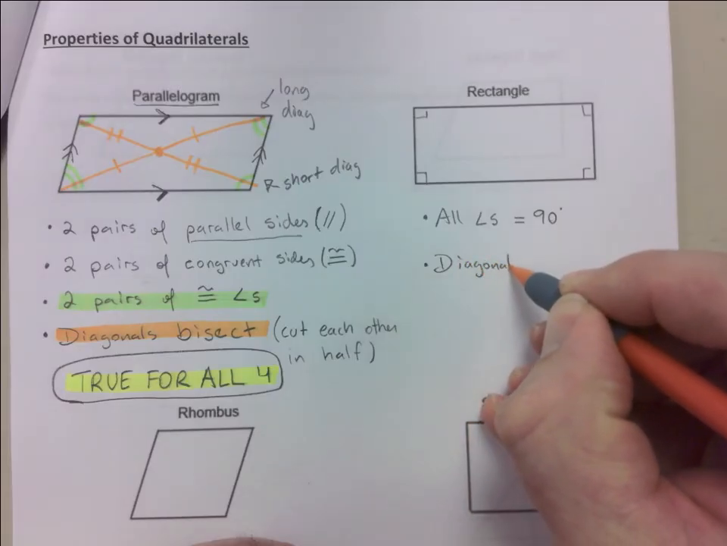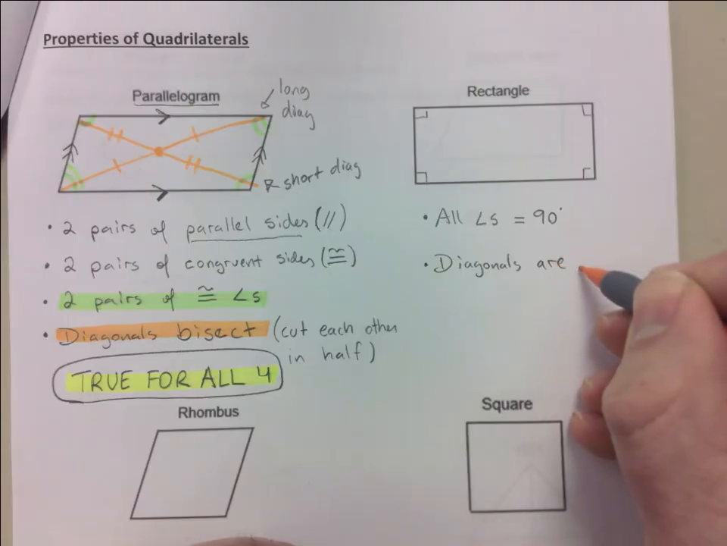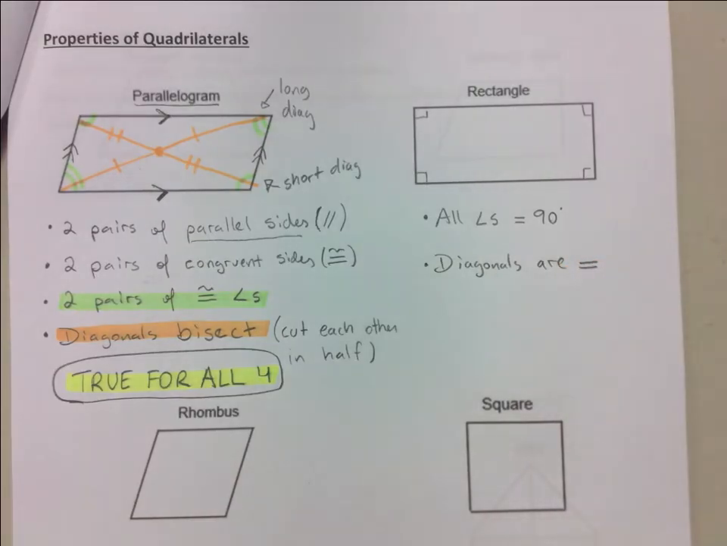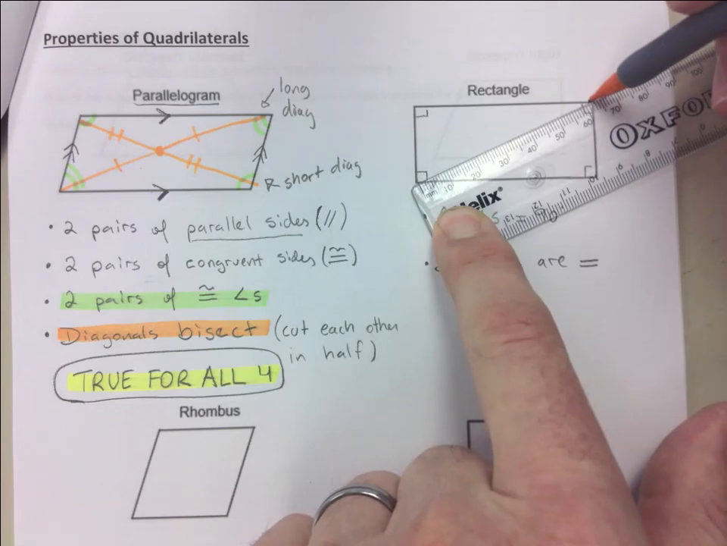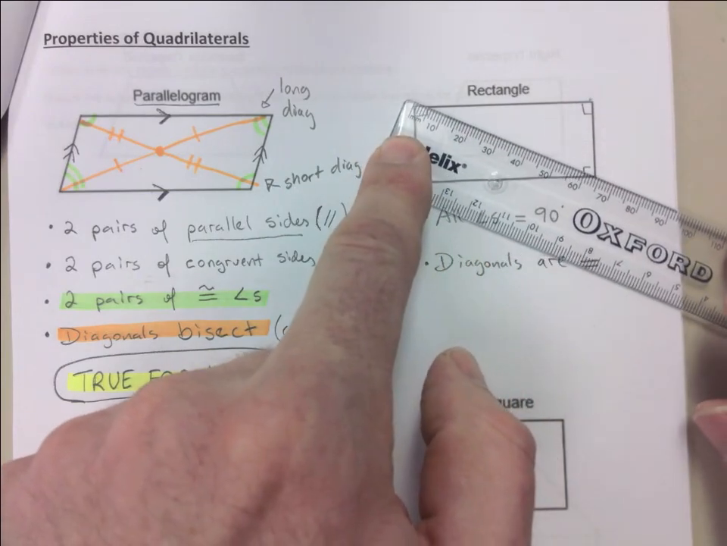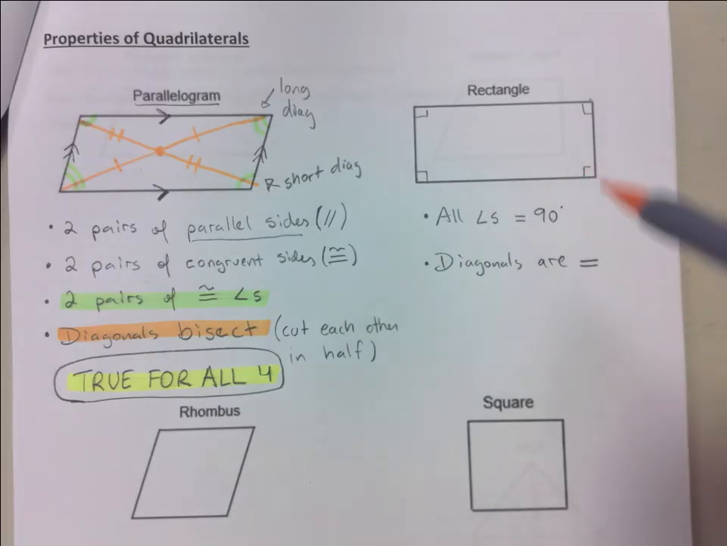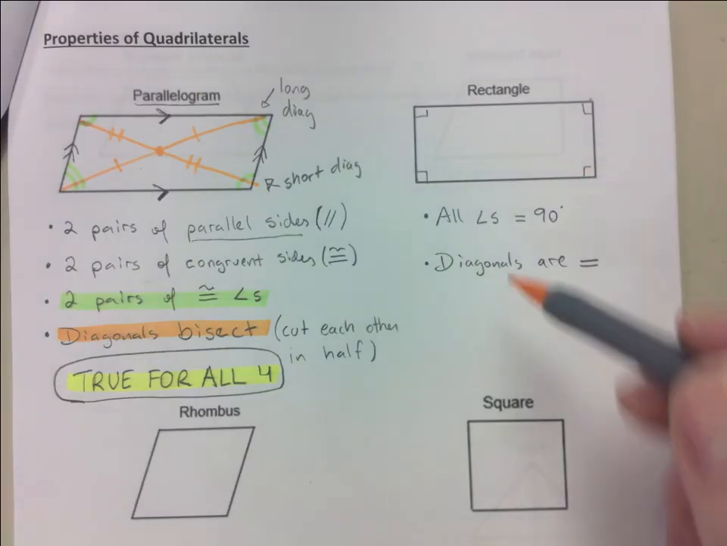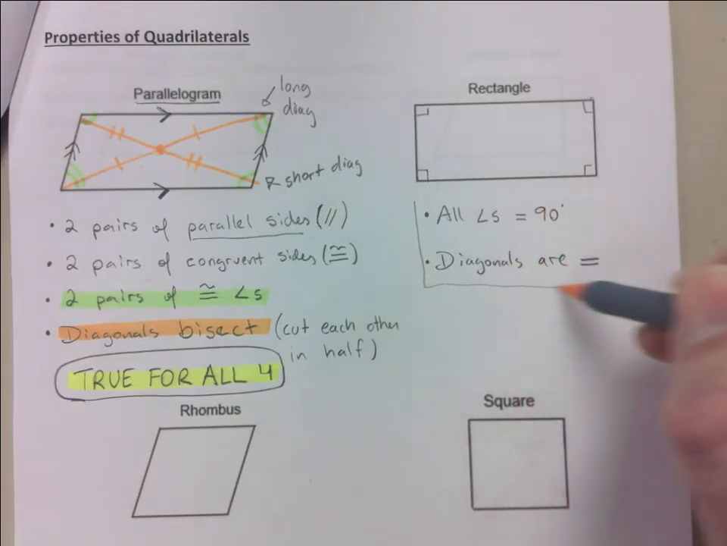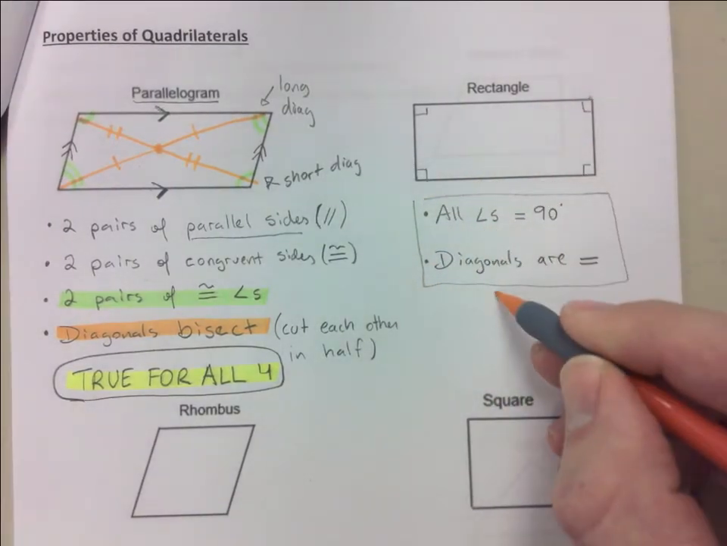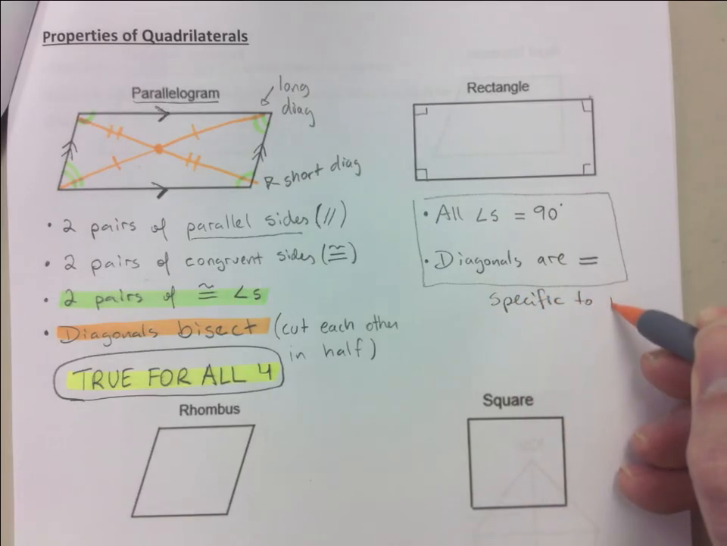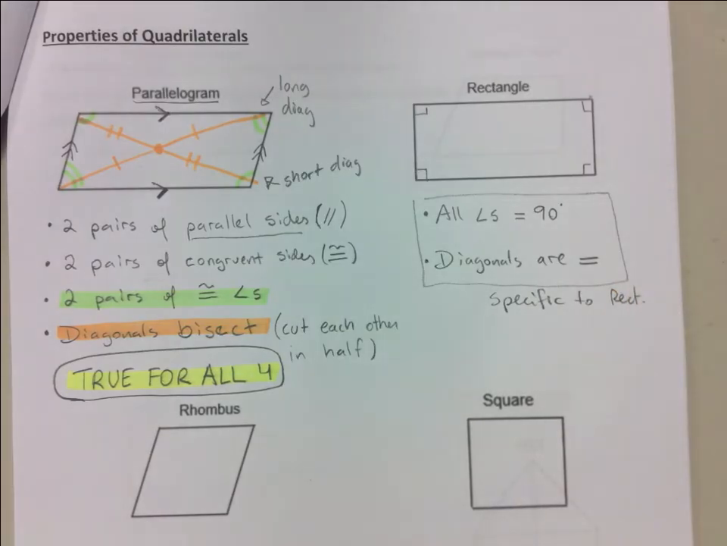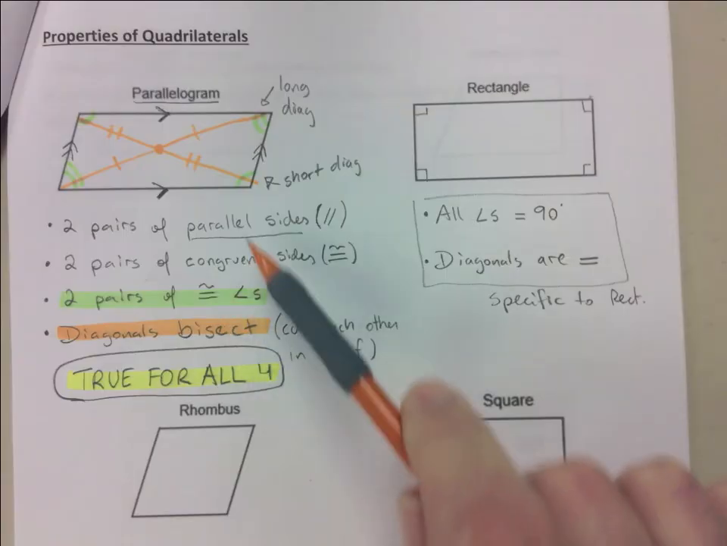Diagonals are equal. Would that make sense to you if I asked you, what is the distance from this corner to this corner? It would be exactly the same as from that corner to that corner. It's because it's not slanted. Okay, so diagonals. So this is very specific to rectangles.